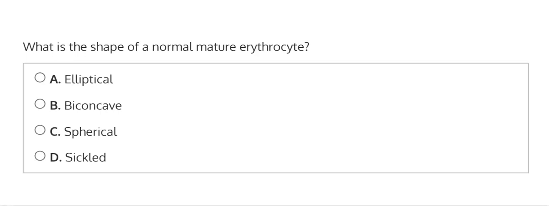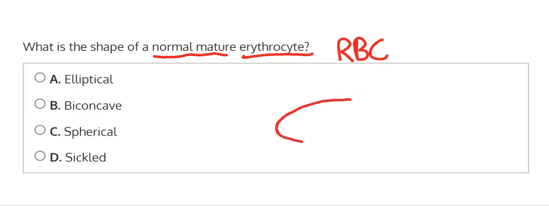What is the shape of a normal, mature erythrocyte? So normal, mature, so we're looking at just the typical presentation, not the disease presentation, of an erythrocyte, which is another word for an RBC or a red blood cell. So we know that our red blood cells are shaped sort of like this.